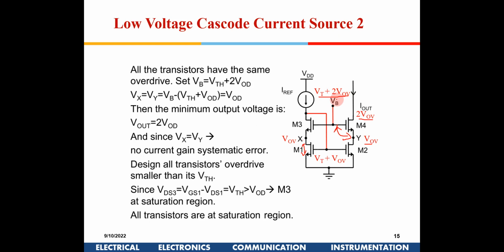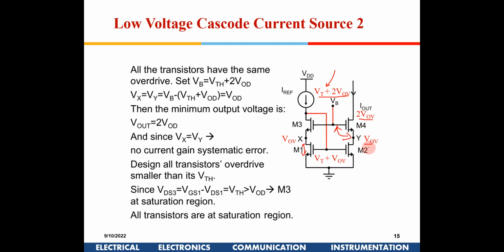Sir, can you please explain how VB became VT plus 2 VOV? Yeah, let me take Reshma's question first. I am going to give this voltage from outside. How I am going to give it, I will explain in the next slide. If I am giving this, I will get this and this. Is it okay?